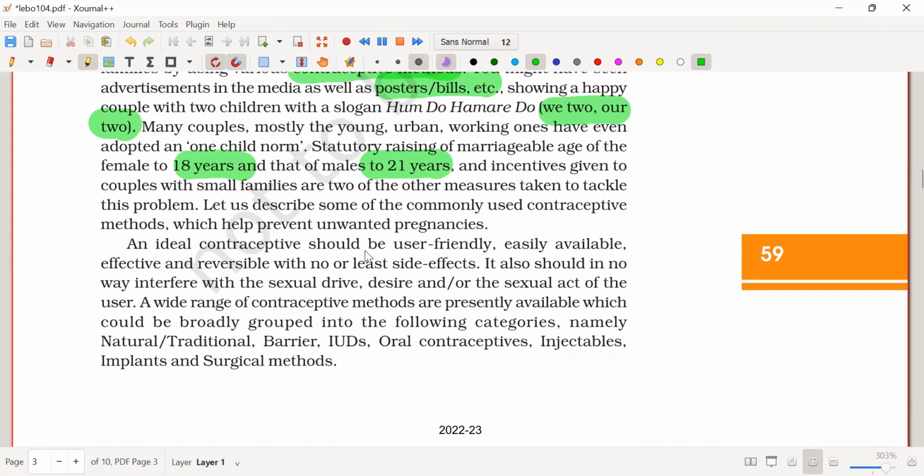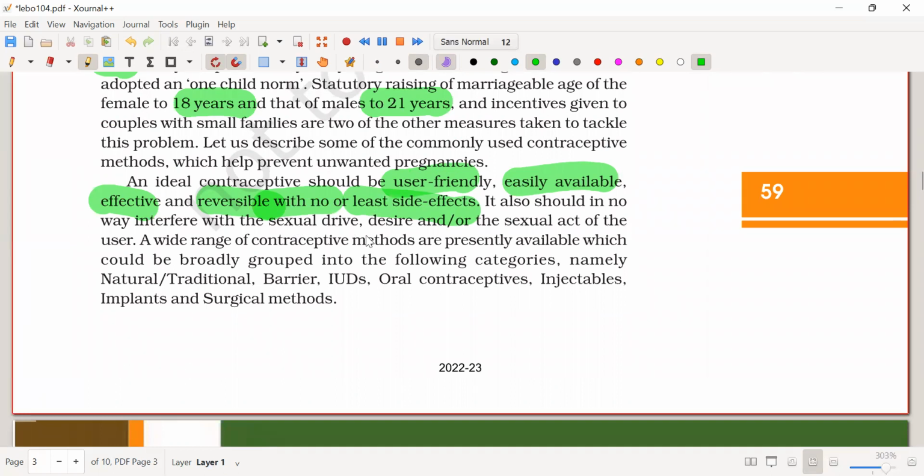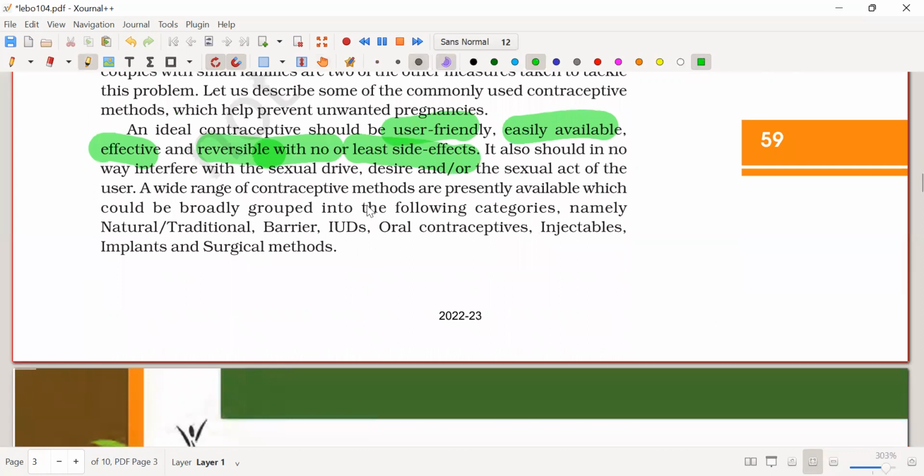An ideal contraceptive should be user-friendly, easily available, effective, and reversible with no or least side effects. It also should in no way interfere with the sexual drive, desire, or the sexual act of the user. A wide range of contraceptive methods are presently available, which can be broadly grouped into the following categories, namely natural, traditional, barrier, IUDs, oral contraceptives, injectables, implants, and surgical methods.